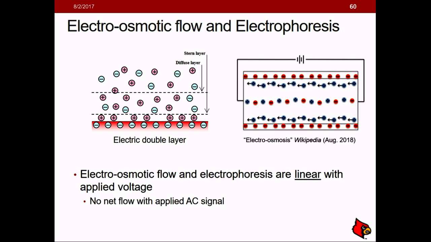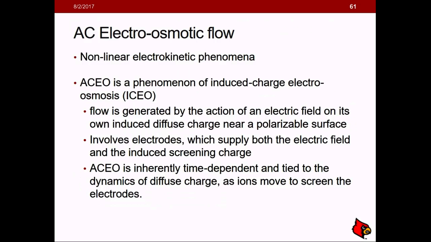Electroosmosis and electrophoresis, these are linear characteristics. If you apply an AC signal, you will not get electroosmosis, you will not get electrophoresis. But I bring this up in terms of just looking at the interaction between ions in a charged surface, because this leads into, and this is just a gloss introduction to AC electroosmosis, which is a phenomenon associated with induced charge electroosmosis. You can look up all these details. We can dedicate another topic to this extensively.